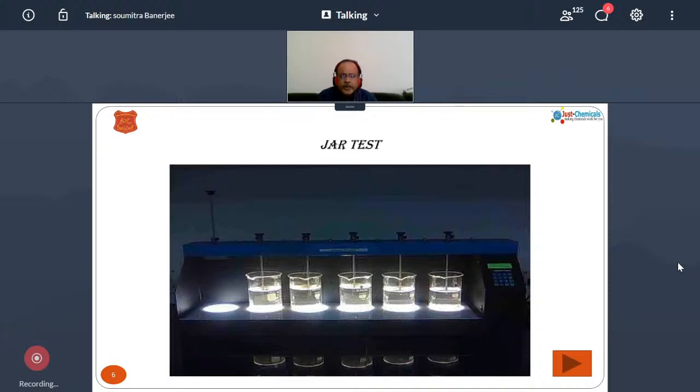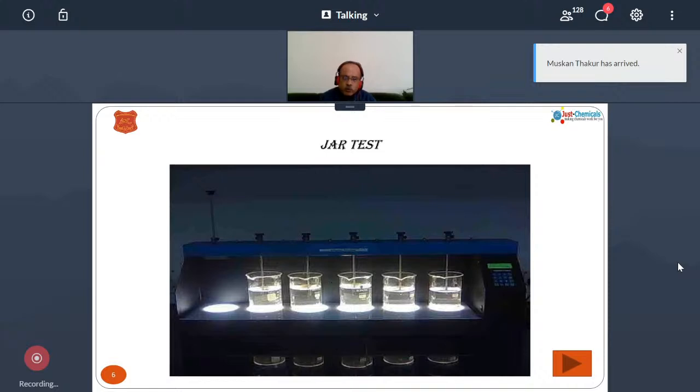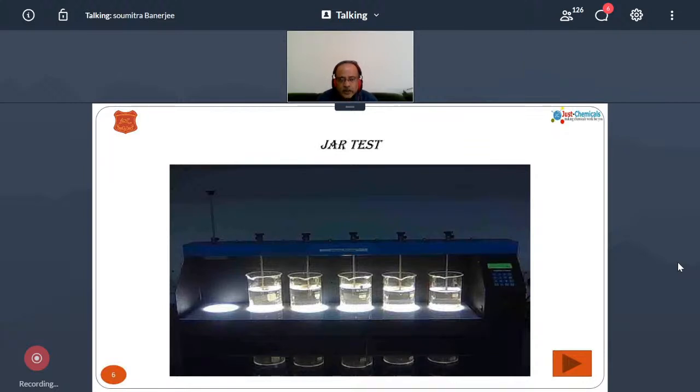Now, this was a very tedious process, and this is still used in many plants. Like what we were doing in the chemistry department, we were drawing around 20 liters of water from the raw water source, and then coming to the lab and making solutions of coagulant, a 1% solution of coagulant, and then a 0.1% solution of flocculant. Then, in these jars, we were taking water, and in one of the jars we were not adding anything.